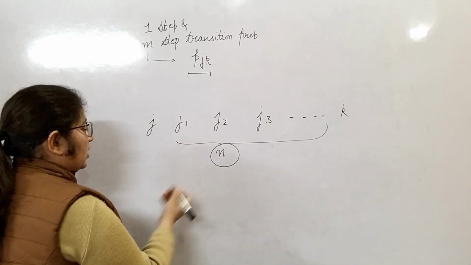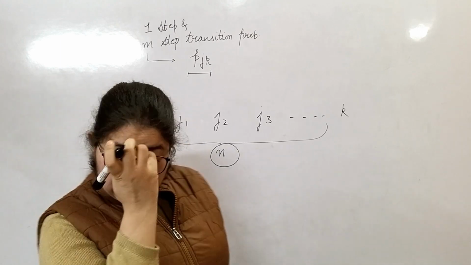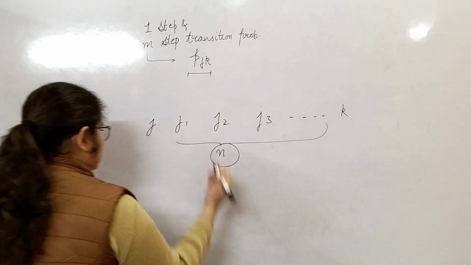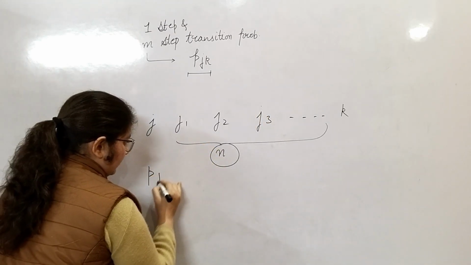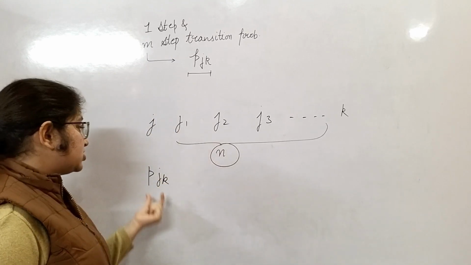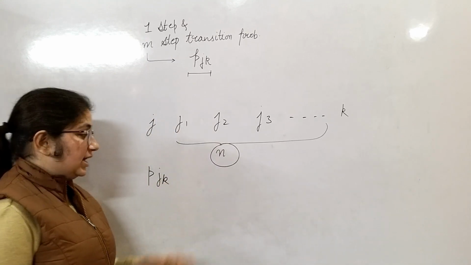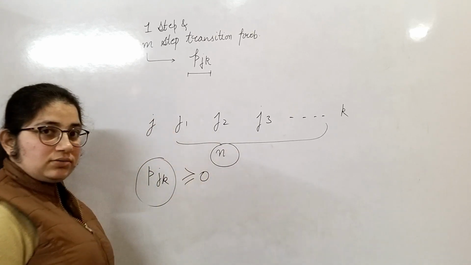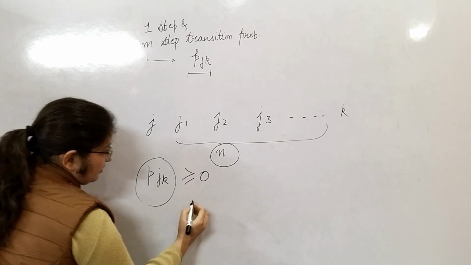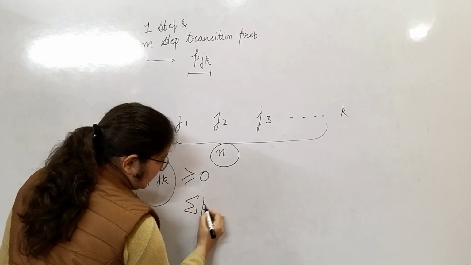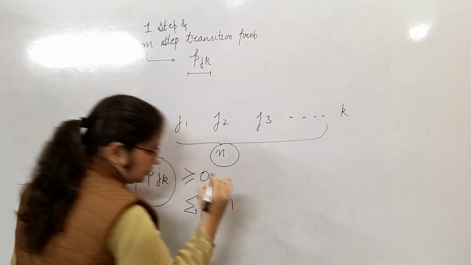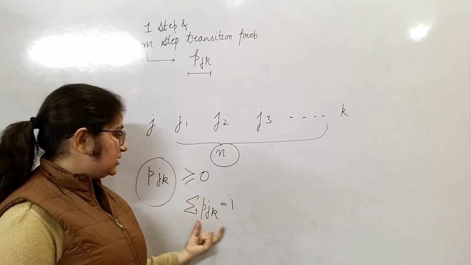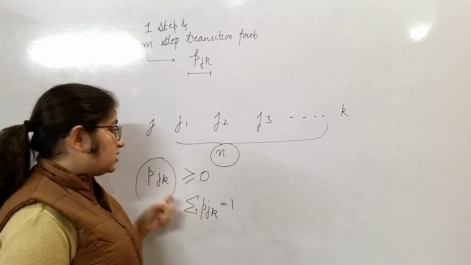Now, while writing the probability, you know that all the probabilities are always greater than or equal to 0. Now, pjk, the probability that from state j I will move to state k, is always greater than or equal to 0. Right? And the sum of these probabilities, the sum of these pjk, is always 1. We know, because this is the probability and the sum of all the probabilities is equal to 1. So this is the condition.